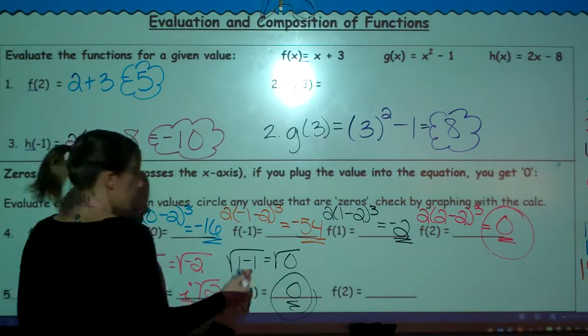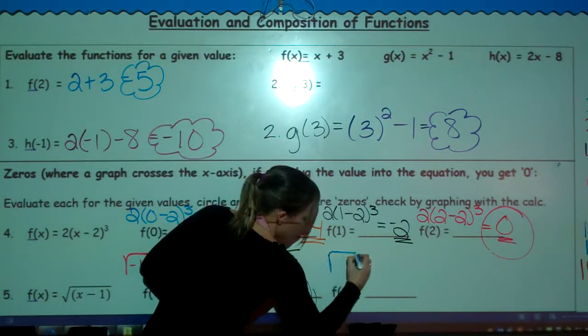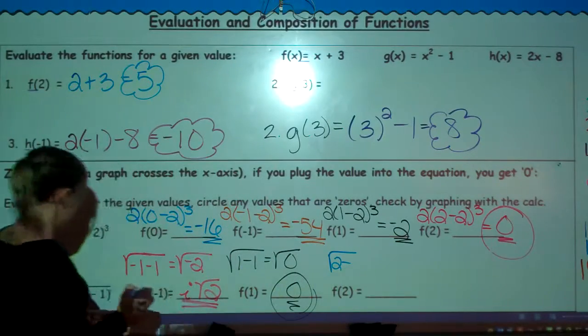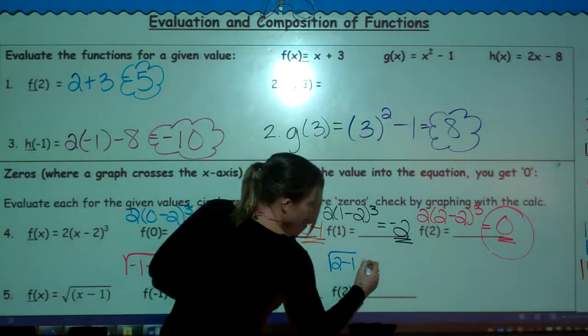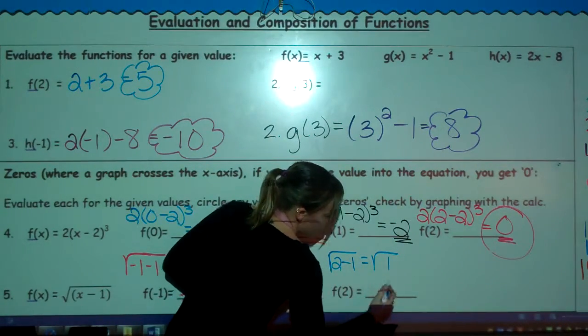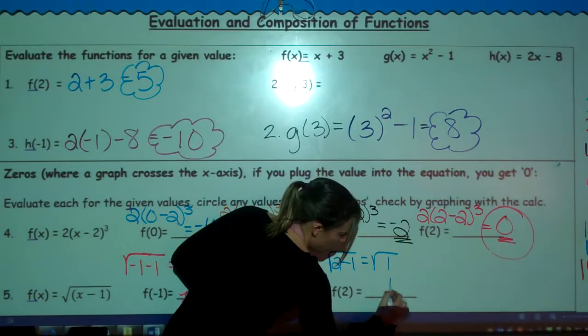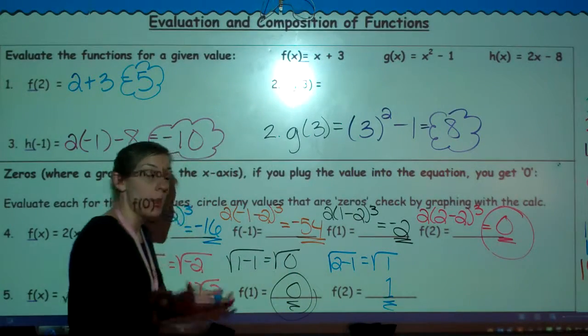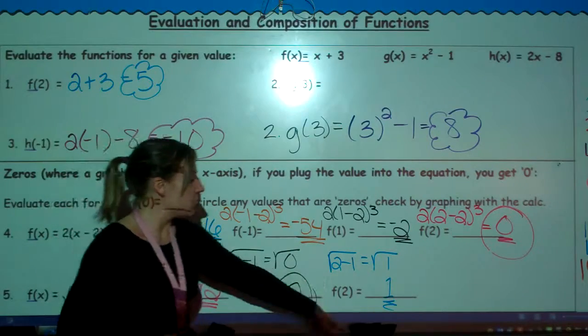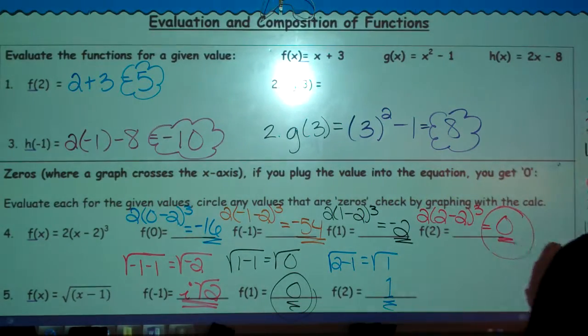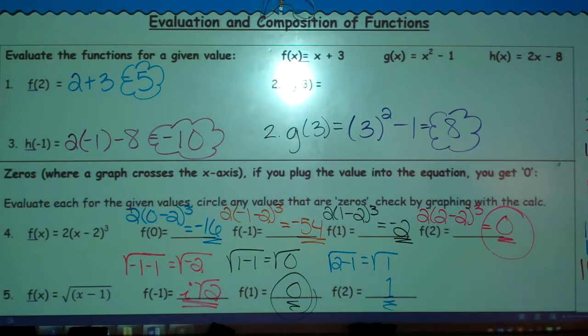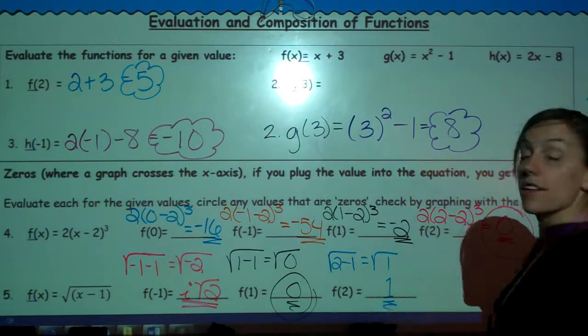All right, the next one is a 2, so I'm going to put a 2 right there. The square root of 2 minus 1 is the square root of 1. So that is the number 1. Okay, so you put in a 2, you get out a 1. And then the last one, oh, just kidding, that is the last one.